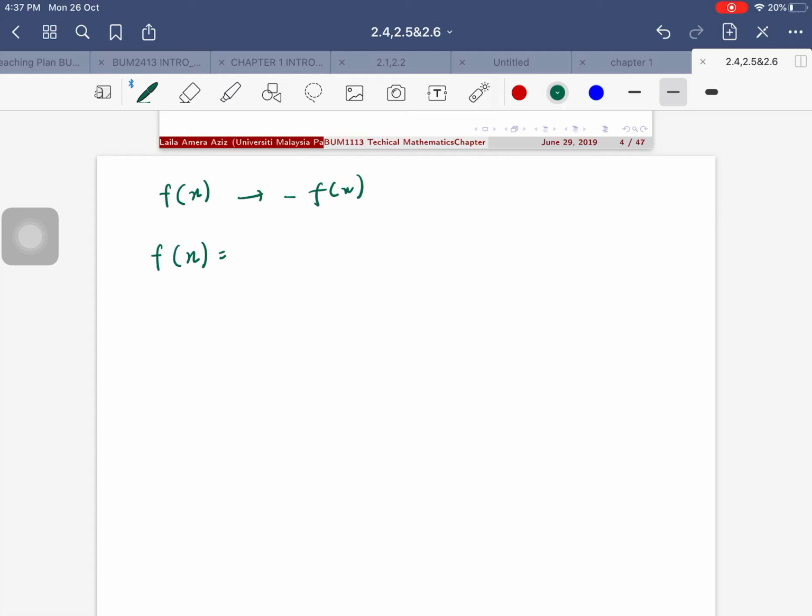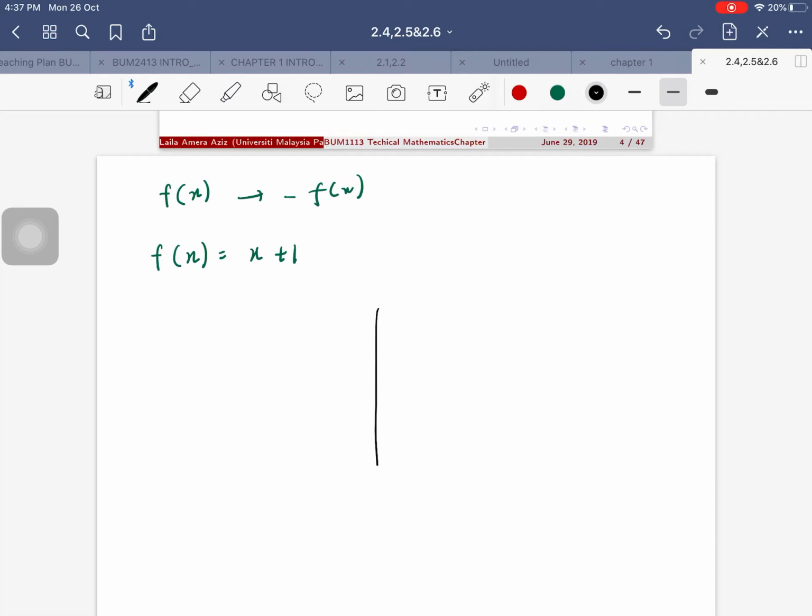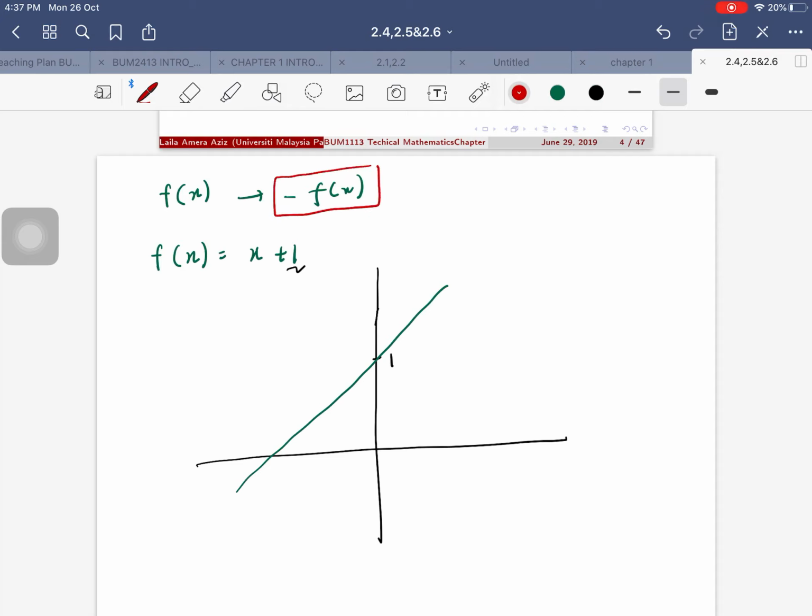An example of this: let's say I have a graph of f of x equal x plus 1. So let's sketch f of x equal x plus 1. Let's say this is my axis. The intercept value is going to be somewhere at the value of 1. So let's say this is my graph. It's going to look something like this. That is the graph of f of x equal x plus 1.